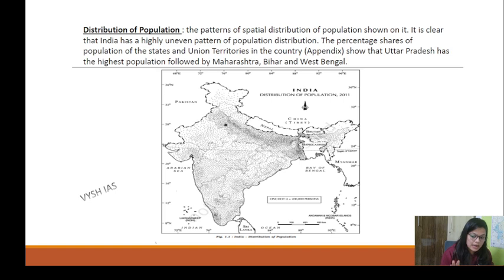You should understand from this map that India's population is highly uneven. The percentage shares of the states and UTs in the country show that UP has the highest population, followed by Maharashtra, Bihar, and West Bengal. And you must have studied about these, that the population, you will find it more on the river side, where the water availability is there. So the population is basically distributed with resources as the factor. Now there are many factors like job opportunities and whatnot, migrations. If we go into detail, that will be too much for you.